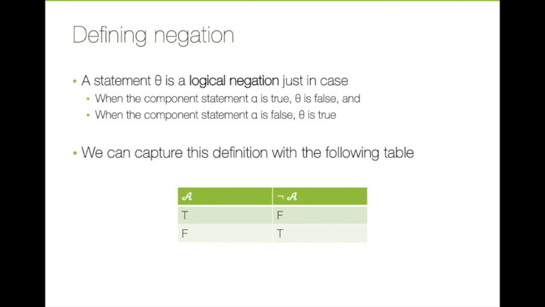So take any sentence A. Remember that metalinguistic variables like A and soon B with this curly notation stand for any sentence of truth functional logic of any degree of complexity. So A can have 2 possible values. It can either be true or false. And what negation says is that if A is true, the negation of A is false. And if A is false, the negation of A is true. That's exactly what we got from that definition at the top.